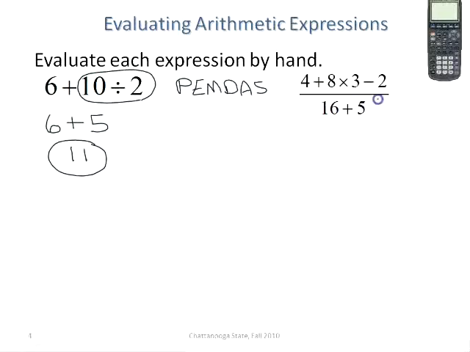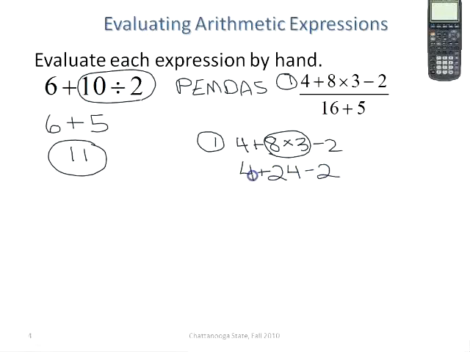In this second example, I have a fraction that contains expressions in the numerator and the denominator. So I have to work each of those separately. I'm going to start with the numerator. We'll call that my first step. So I want to simplify the expression 4 plus 8 times 3 minus 2. Now I have to use the correct order of operations within that expression. My first step would be to do the multiplication, because multiplication comes before addition and subtraction. So that would be 4 plus 24 minus 2.